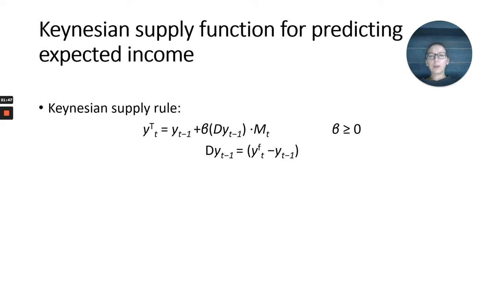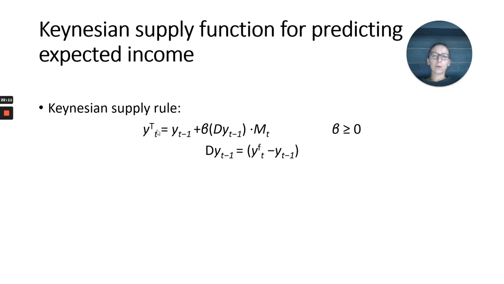The Keynesian supply function is a bit different, and it talks of wide, broad deviations of income, which are not only due to monetary policy, and there are no equilibrium values, as you see.